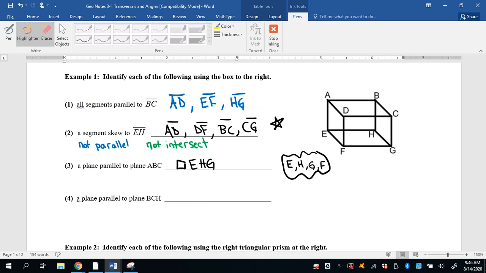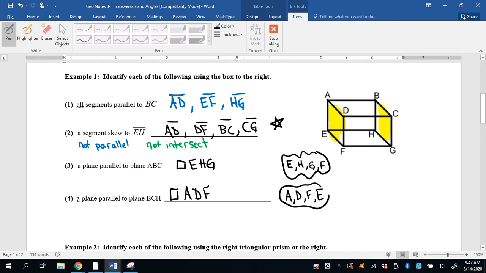Okay, for me to do that, I am going to highlight plane BCH. So plane BCH parallel would be the plane ADE or any of the three letters that are located on points on that plane. So any three of those letters, I'll just say plane ADF.